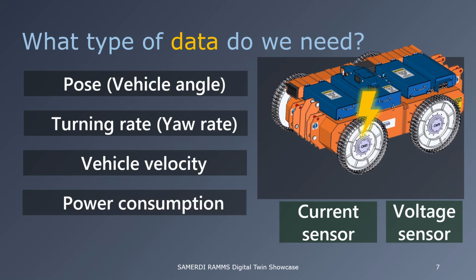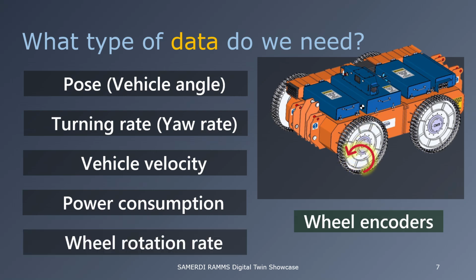Then we also need to know something about the power consumption. As I said, this methodology relies on the correlation between turning rates and power consumed by the vehicle. So for this, we used current sensors and voltage sensors. And recall that I said this was a battery electric vehicle, so we could use current and voltage measurements to estimate the power going to the wheels. Finally, we need to know something about the wheel rotation rates, and for this you can simply use wheel encoders, which in this case were readily available on the motors for the four wheels.